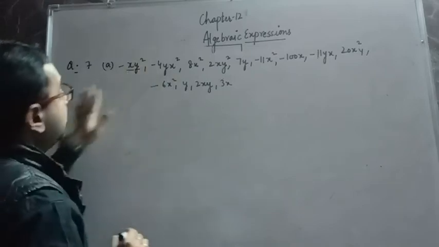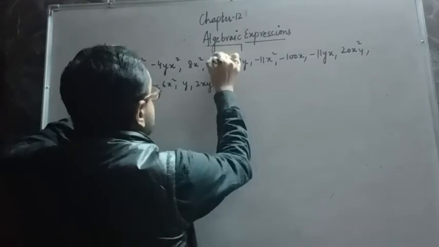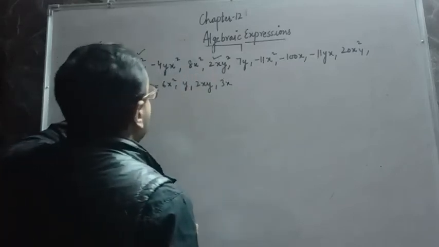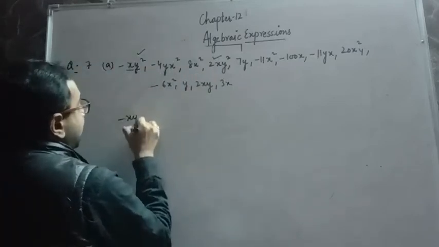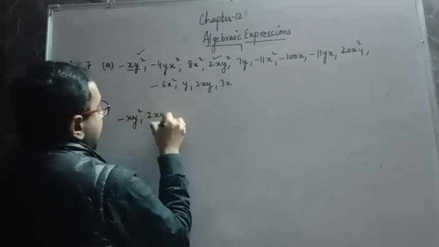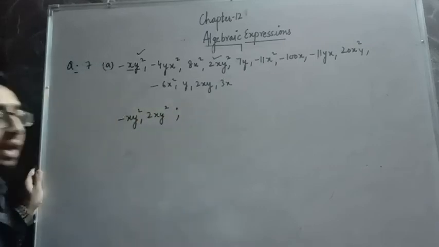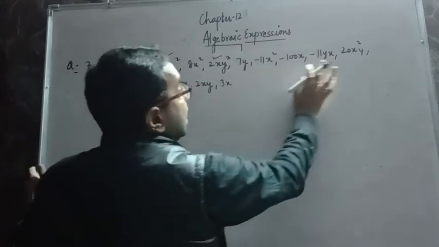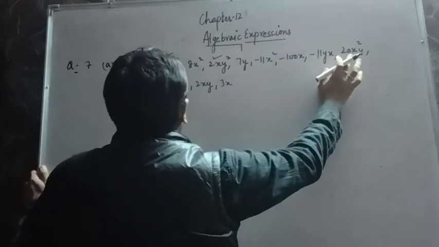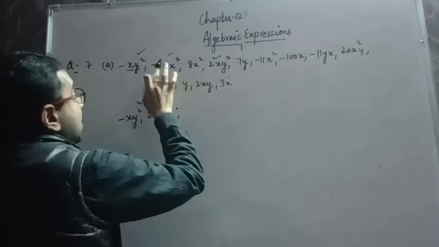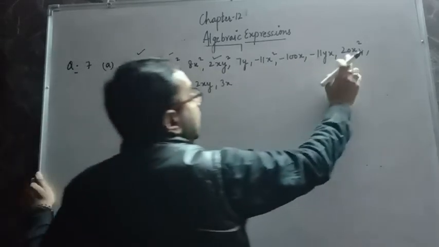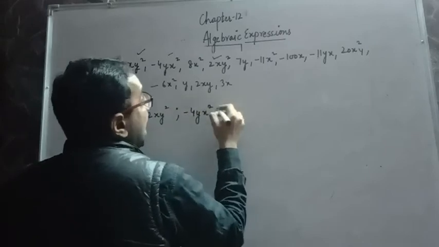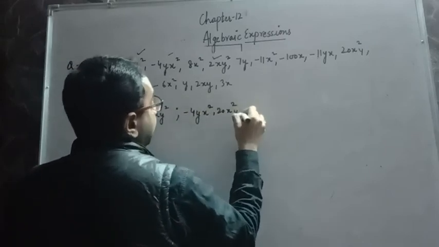xy square. Do you see any other xy square? Yes, like terms. So minus xy square and 2xy square, one term, like terms. Next, yx square. Yes. Minus 4yx square, 20x square y. So minus 4yx square and 20x square y.